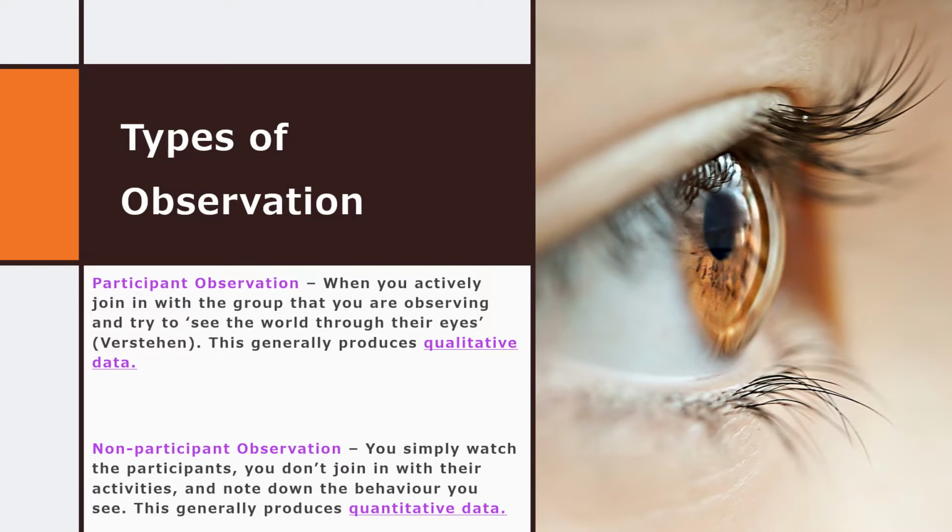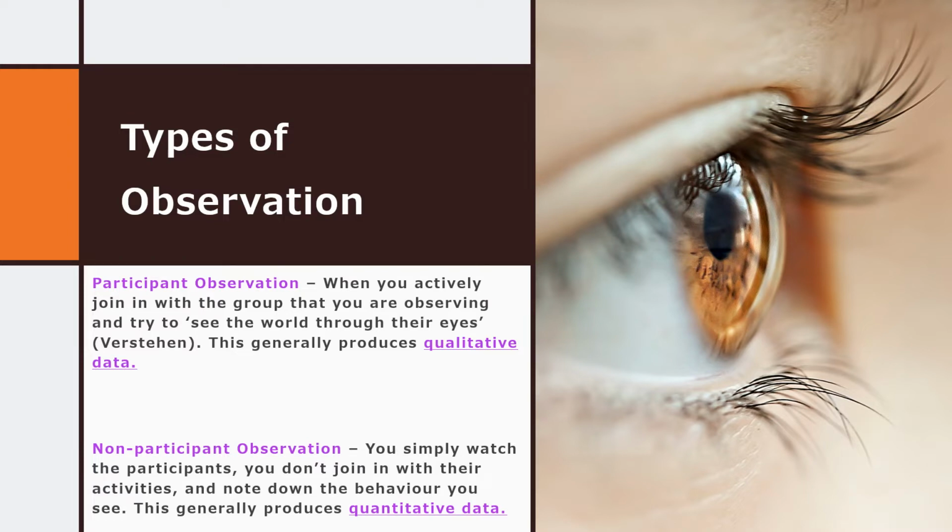And the key difference here between the two is with participant observations, the researcher is actively joining in. They are participating with the group that they're observing. They are joining in with their lifestyle, getting involved, immersing themselves in the lifestyle and the culture of that group. And the whole point is they're trying to see the world through the group's eyes. They're trying to achieve what Weber calls Verstehen, a German word for kind of empathetic understanding. You really know what's going through the heads, what thoughts and meanings the group hold when you do participant observation and you achieve Verstehen. So this generally produces qualitative data.